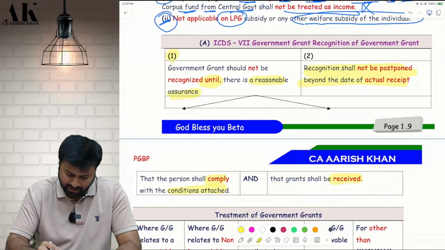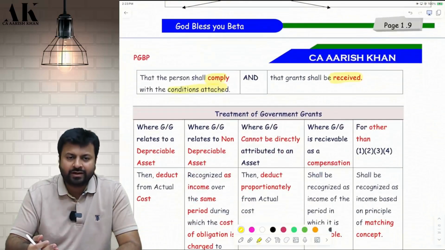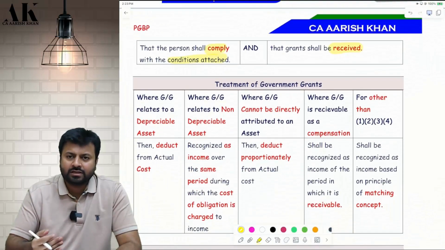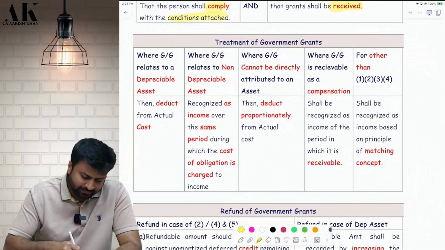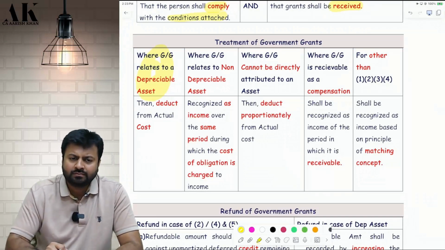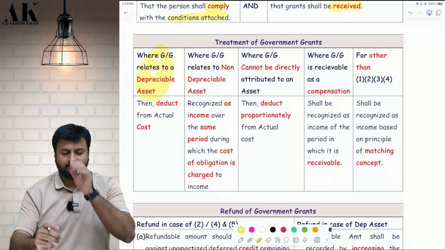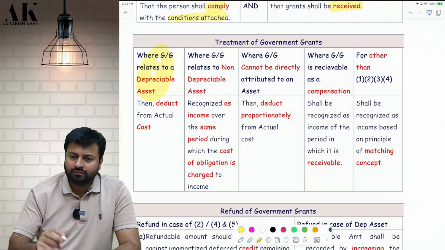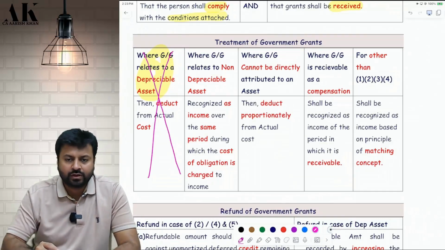Now what is the treatment? How will you treat? Now I don't have to teach you treatment. Treatment is something which you have already done. But still ICDS also speaks about the treatment, how government grant will be treated. For example, where the government grant relates to depreciable asset. I don't have to say, what will you do? Reduce from the cost of asset, as simple as that. Yes or no? Please speak something. Am I able to listen? Yes, sir. Okay. So where the government grant is related to fixed asset, depreciable asset, reduce it from the actual cost.